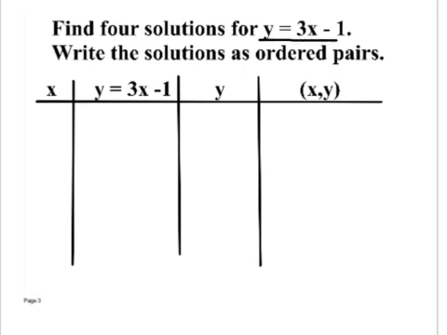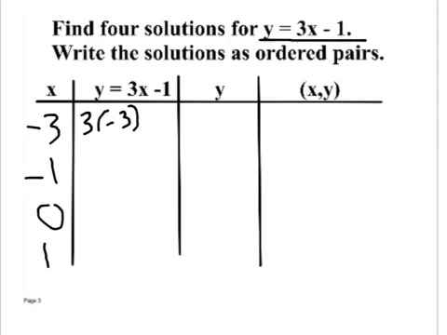All right, so write y equals 3x minus 1, and let's fill out another table. All right, so the equation is y equals 3x minus 1. Again, we have to find 4 solutions and write them as ordered pairs. So I'm going to pick some numbers: -3, -1, 0, and let's go 1. So 3 times -3, then subtract 1. 3 times -3 is -9. -9 minus 1 is -10. So my ordered pair is -3, -10.